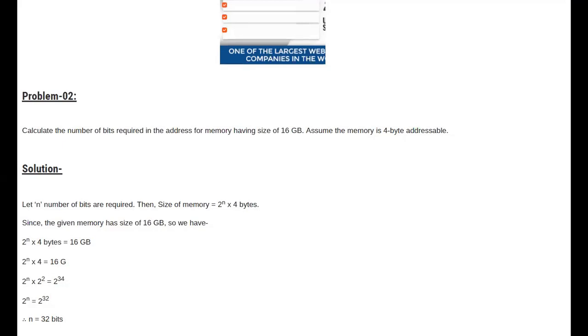Now, another problem that is also very simple. Calculate the number of bits required in the address for memory having size of 16 GB. Assume that the memory is 4 byte addressable. Now this problem is reversed. You are given the memory size and it is 4 byte addressable. Now you need to calculate the total number of bits required.